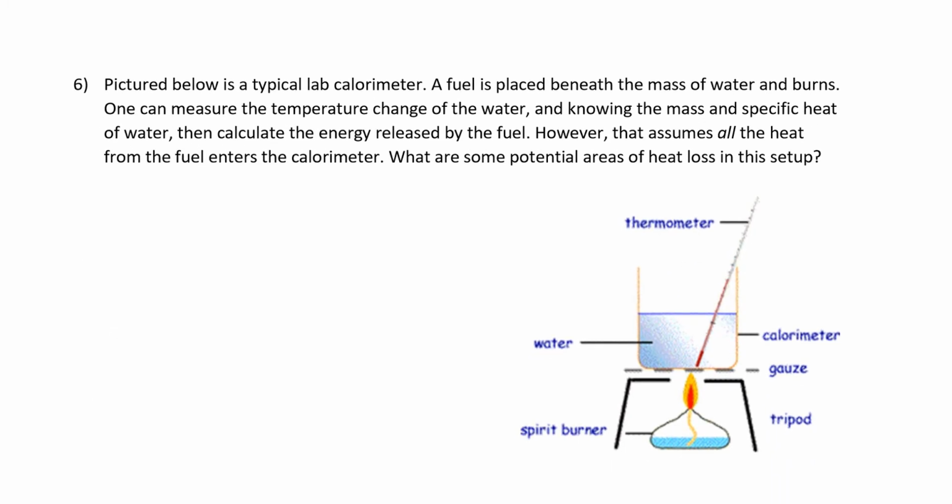Pictured below is a typical lab calorimeter, just like we saw above. Fuel placed beneath the mass of water burns, and one can measure the change in temperature of the water, and because we know the mass and the specific heat of the water, we can then calculate the energy released by the fuel. However, as I mentioned before, that assumes all the heat from the fuel enters the calorimeter. Pause the video and think about some potential areas of heat loss in this setup.